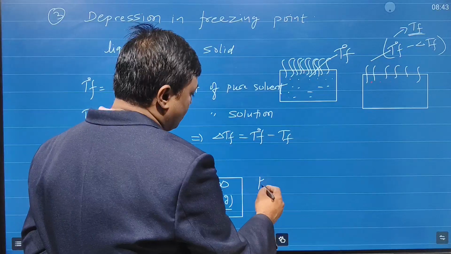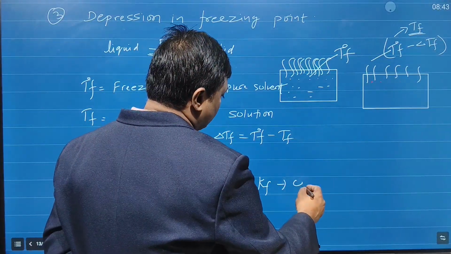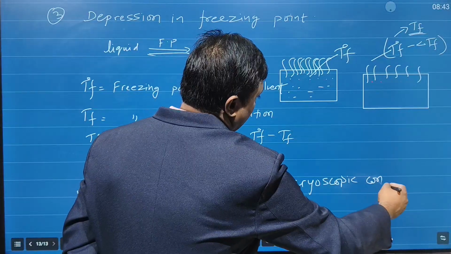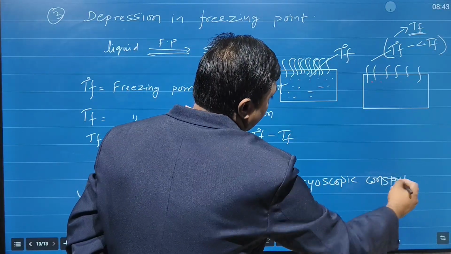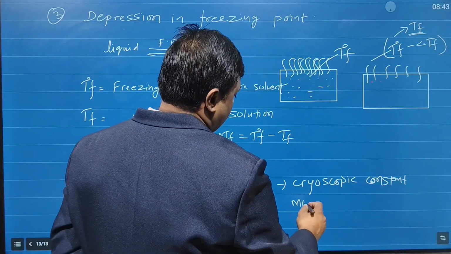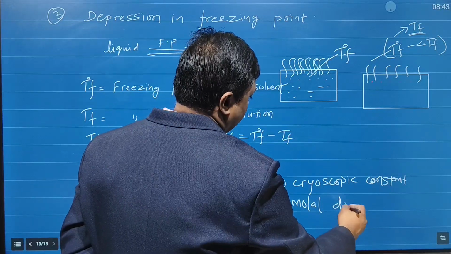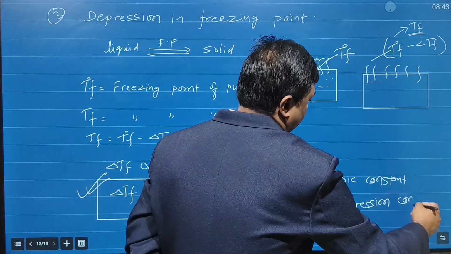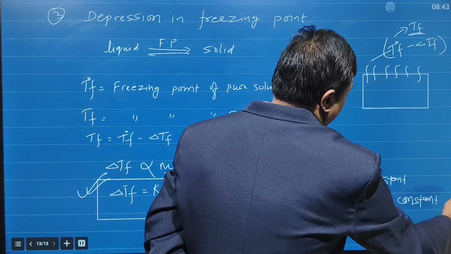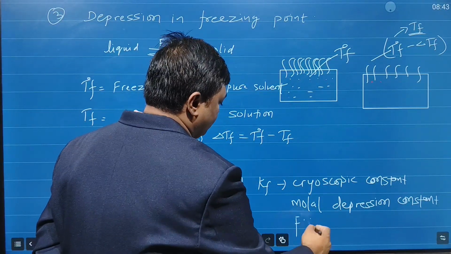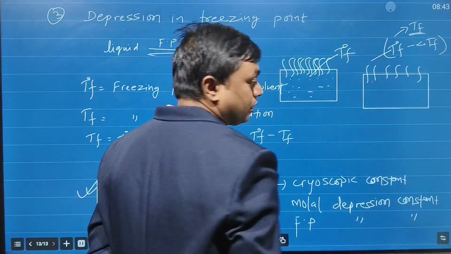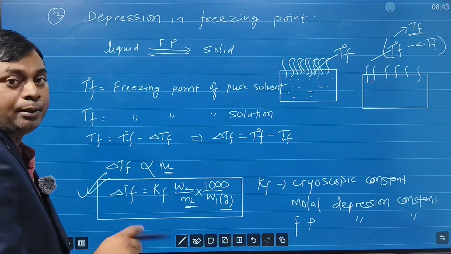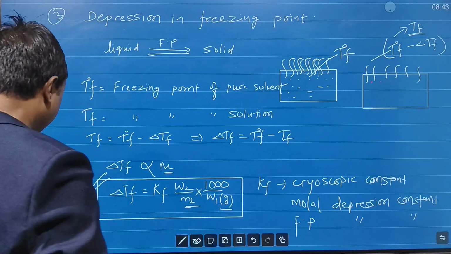Here Kf is called as what? Cryoscopic constant. It is also called molar depression constant, and also freezing point depression constant. Am I clear? So here also, in most of the cases they will ask you M2, other things will be given.